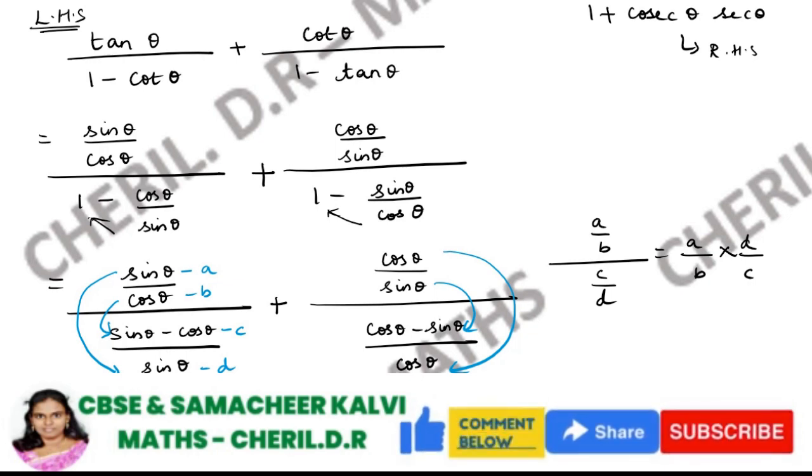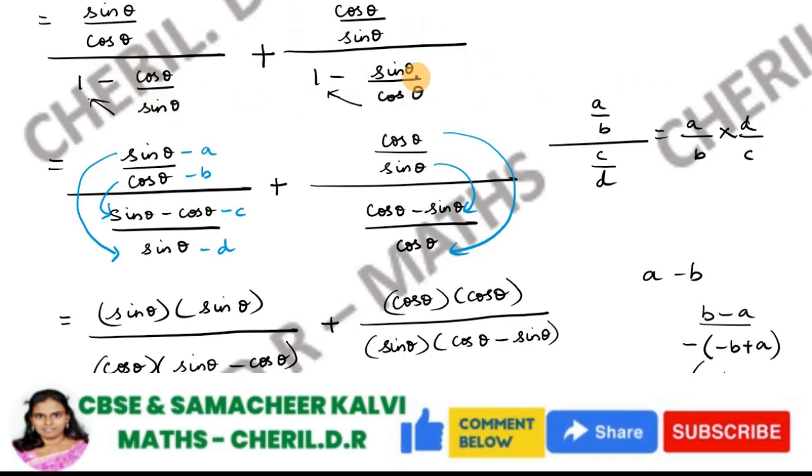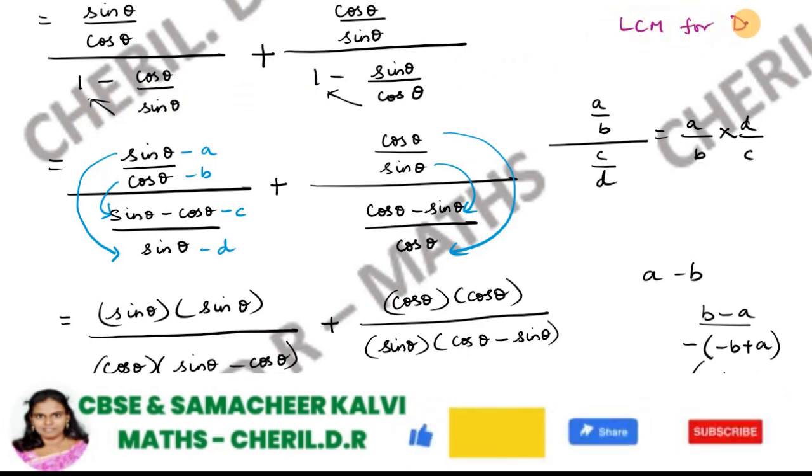Okay. So the foremost step is what? You are going to substitute sin by cos. So tan to sin by cos, cot to cos by sin, cot to cos by sin, and tan to sin by cos. So all that you have done here. Okay. First step. Next step, we are taking the LCM for the denominator. Okay. LCM for denominator.